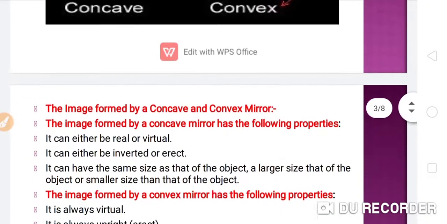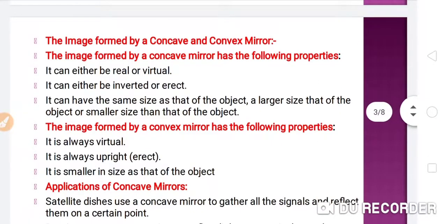Now come to the next point, the image formed. Which kind of image is formed by the concave and the convex mirror? The image formed by the concave mirror has the following properties: it can either be real or virtual, it can either be inverted or erect, and it can have the same size as the object, a larger size than the object, or a smaller size than the object. So it depends on the position of the object.